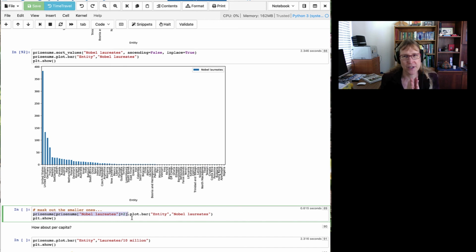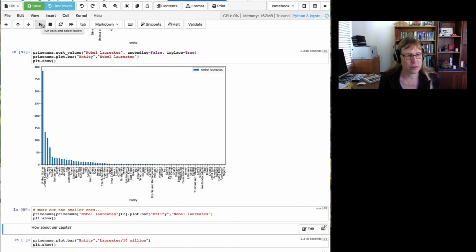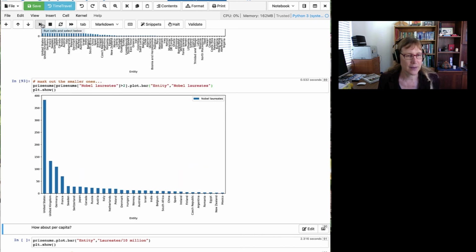That gives us a Boolean series, which we can now use as a mask to get out the rows of the whole data frame. Okay, so we end up with the rows of the whole data frame, but we've masked it using that Boolean series. Then on that, we're going to call our bar plot, and we're just going to extract the things that we want to plot, which are the Nobel laureates against the entity as before. Okay, so important construction to understand, and that gives us a much better plot.